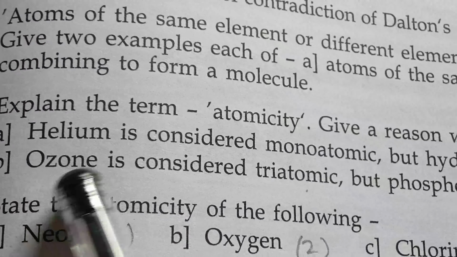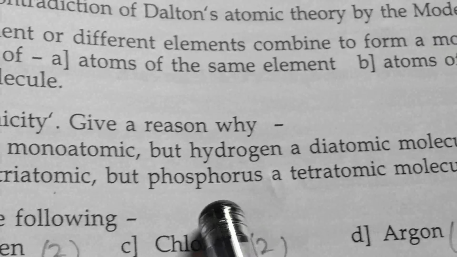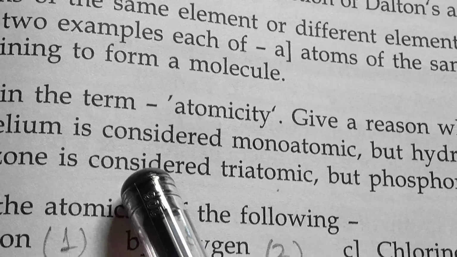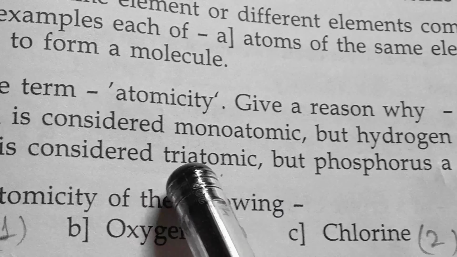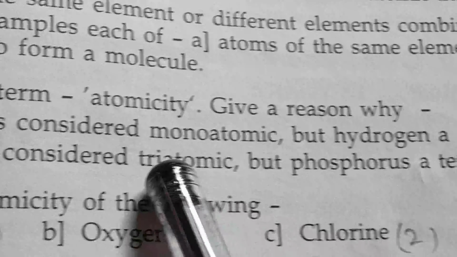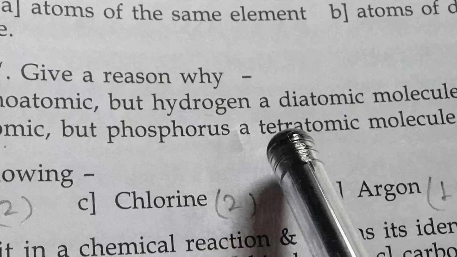In the same way, ozone is considered triatomic, but phosphorus is a tetratomic molecule. Why? Because an ozone molecule contains 3 atoms, that is a triatomic molecule, whereas phosphorus contains 4 atoms. That's why phosphorus is a tetratomic molecule.